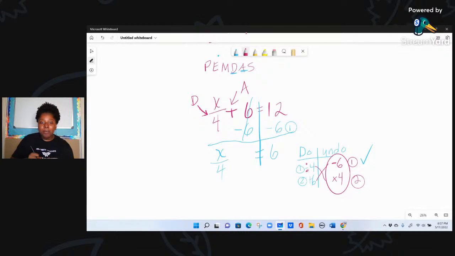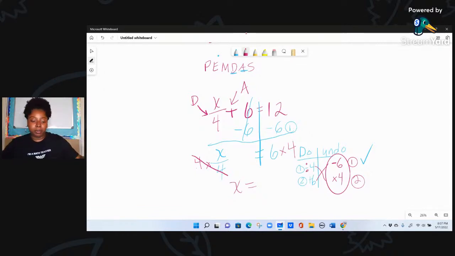Why? Because I want to get rid of this division. So when I multiply by 4 on both sides, my 4s are going to cancel out, right? 4 divided by 4 is 1. My 4s cancel out. I get rid of this division and I get rid of the 4. 6 times 4 is, type in the final answer. What's 6 times 4?